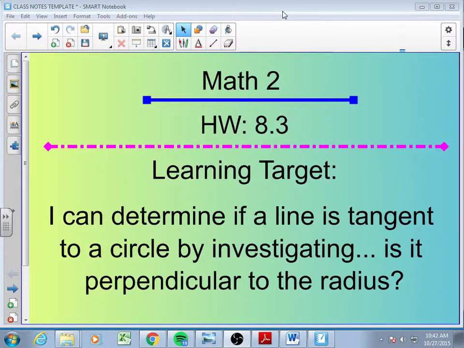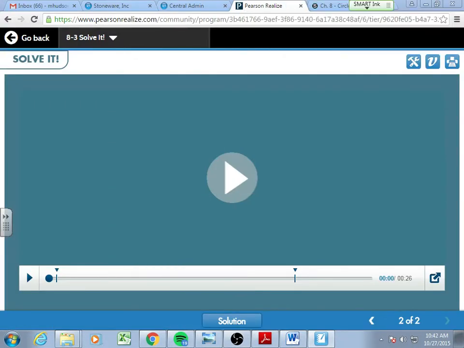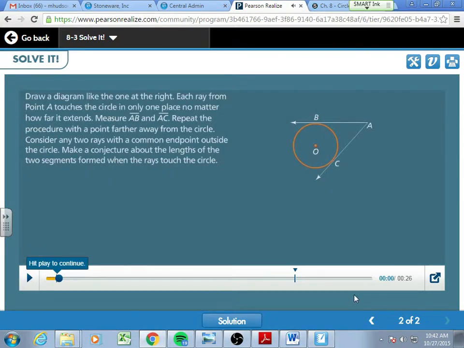Let me see if it's actually recording. So here we go, math 2. Move this out of the way. And need to turn you down. So what's it mean to be tangent?